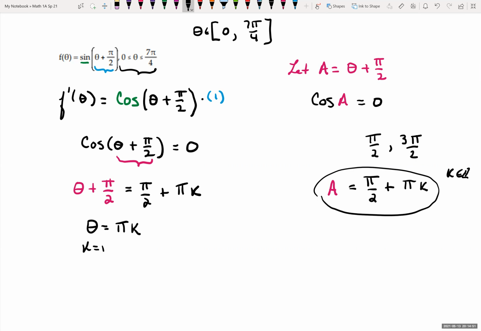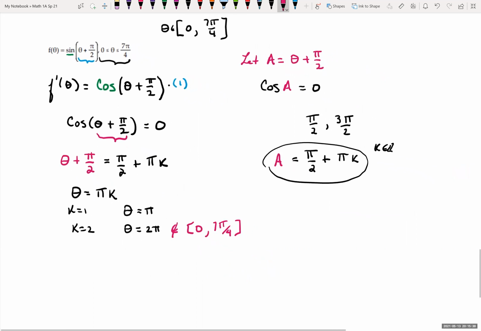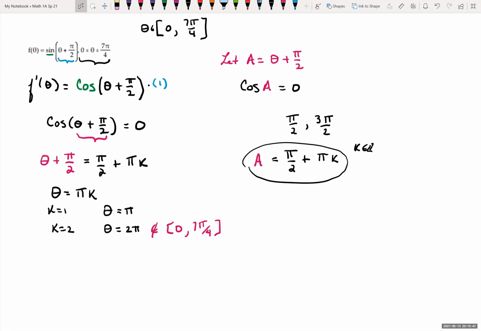So if k is equal to 1, this gives me theta is pi. So pi does fall between 0 and 7 pi fourths. If I let k equal 2, I get theta is 2 pi. 2 pi is not contained between 0 and 7 pi fourths. I can let k be negative, but again, this has to be greater than 0, so I wouldn't even check that. So there's one critical value in that closed interval. Again, the extreme value theorem applies here because it's continuous on a closed interval. So the absolute max or absolute min could occur at 0 or 7 pi fourths.